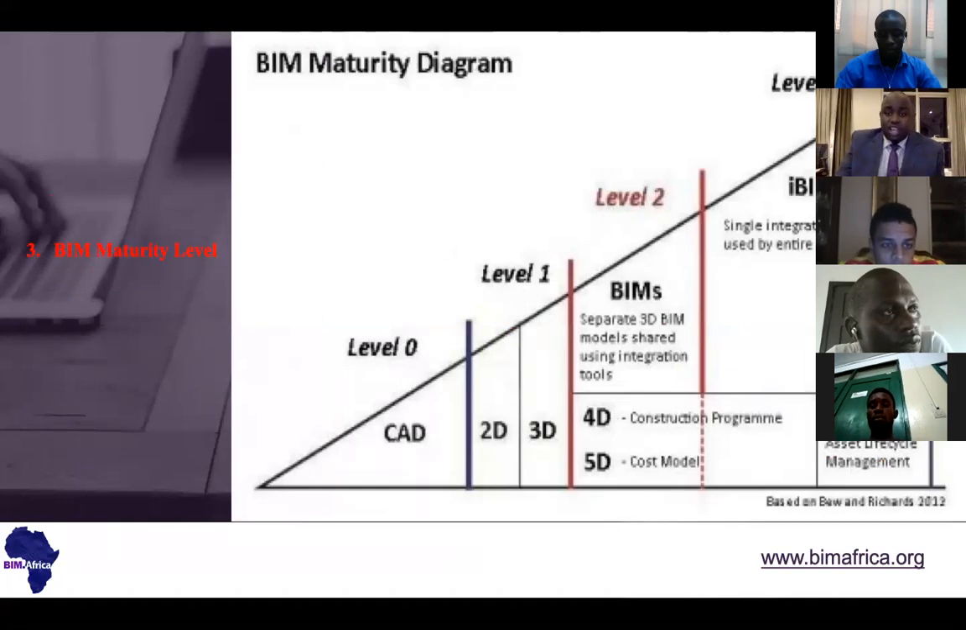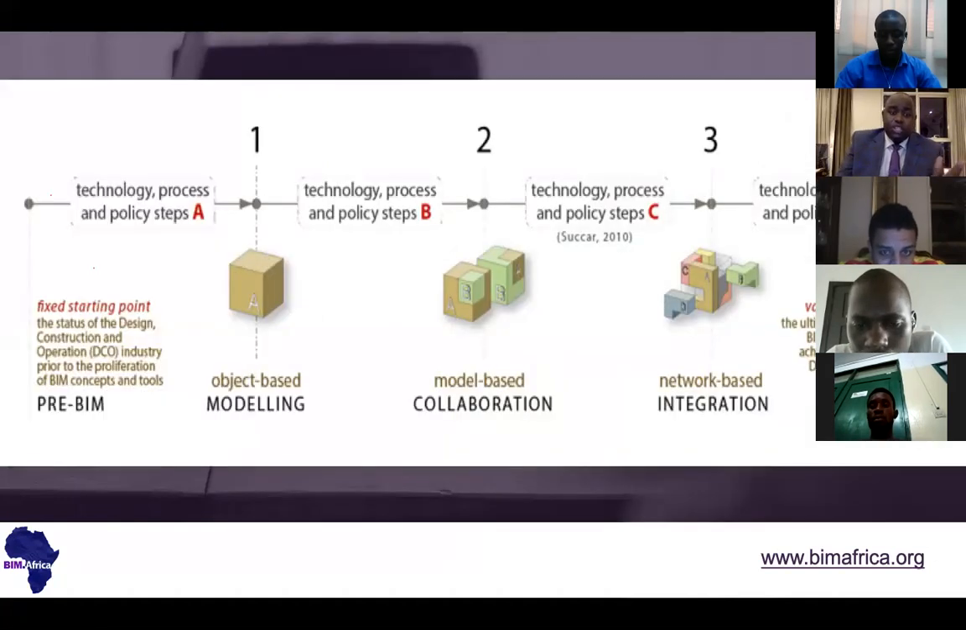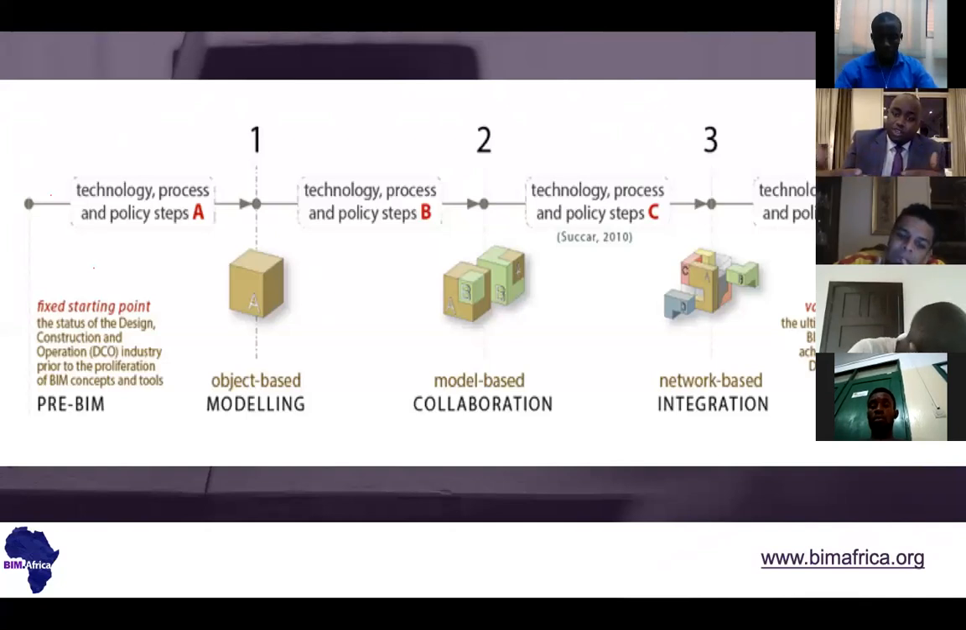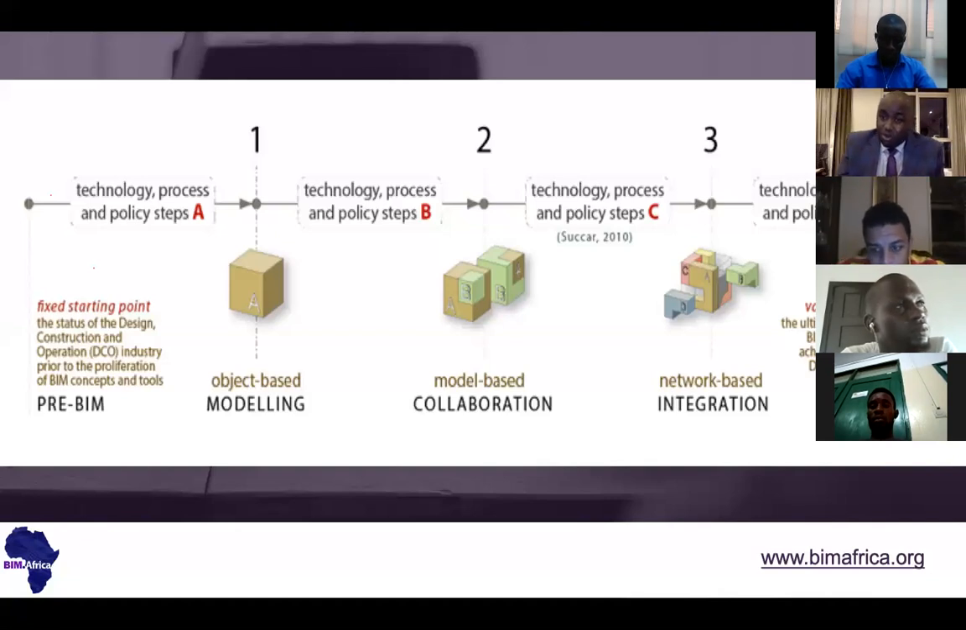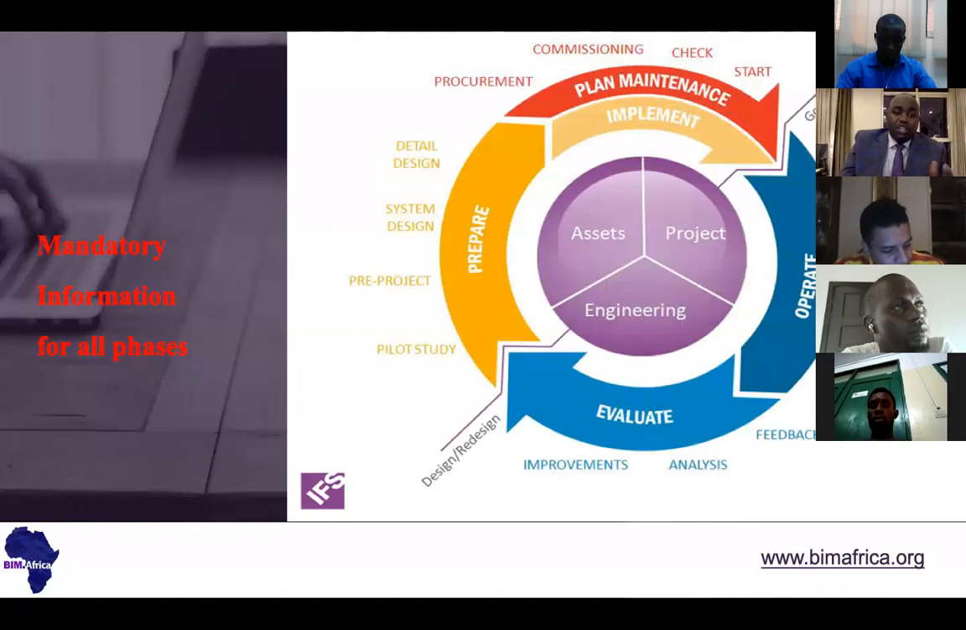So the BIM maturity diagram is just similar to the one that we just dealt with. And those are the model-based levels, the different levels, as I said. But these are the stages of modeling. You see, when you are using CAD software or just 3D, you are just having object-based modeling. When you have some certain information where the stakeholders, two or three people, are working together, it is model-based collaboration. And network-based integration is something that is the future trend of BIM, not really so common up to now.